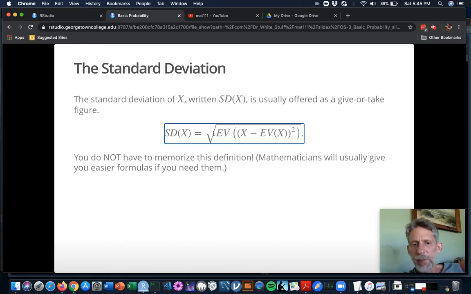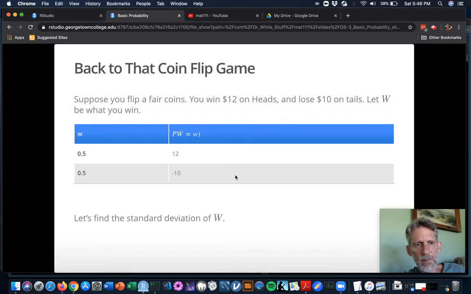Now, you're not going to have to memorize this definition. You want to get deeper into things, you learn calculus, and you can take some advanced probability, and you will be using this definition, working with it a lot. What's going to happen for you in this course is that mathematicians are going to come along and give you easier formulas for the standard deviations of random variables that you meet. They're all based on working mathematically with this definition, but they'll be easier for you to use.